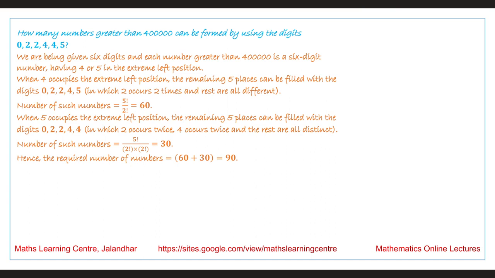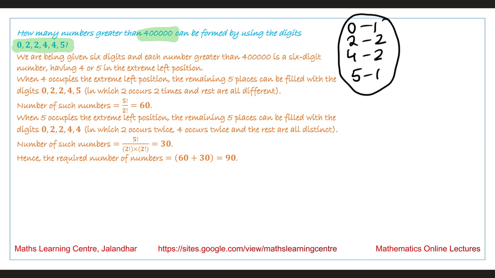Next is, how many numbers greater than 4 lakh can be formed by using the digits 0, 2, 2, 4, 4 and 5. Now what we have is 0 once, 2 twice, 4 twice, and 5 one time. The total arrangements we can make from this is 6 factorial divided by 2 factorial into 2 factorial. These are the total arrangements I can make from these digits.